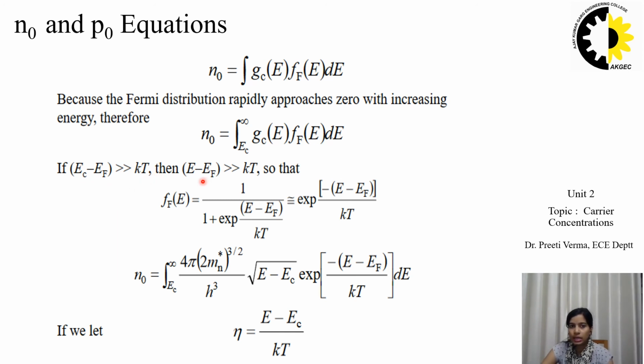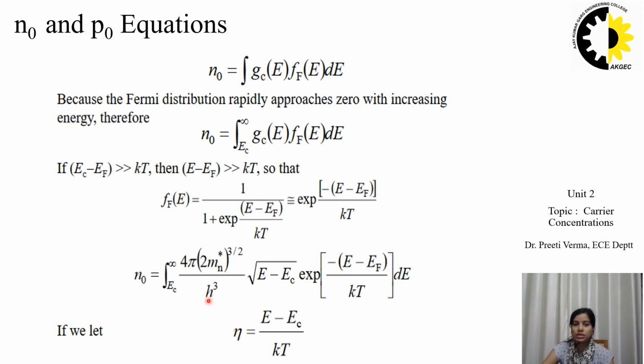So then E minus EF will be greater than KT, and we can write Fe as 1 plus exponential E minus EF by KT equivalent to this value, because the exponential function will be much larger than this 1. So we can neglect this 1. So using this Boltzmann approximation, we came to this expression of Fe. Then putting the value into the N naught.